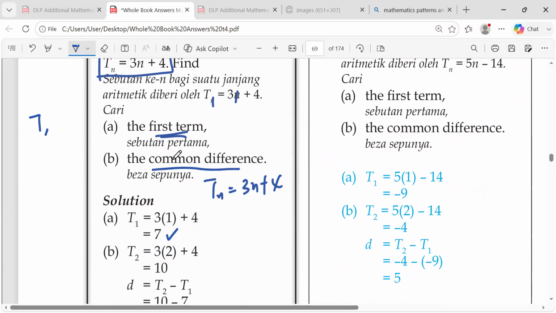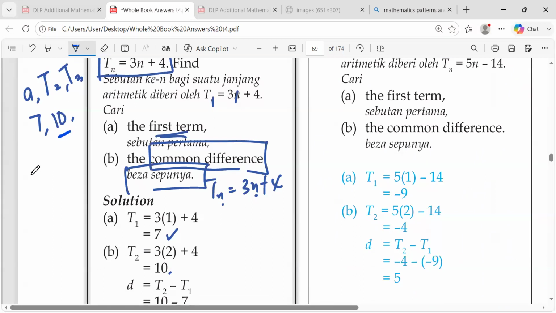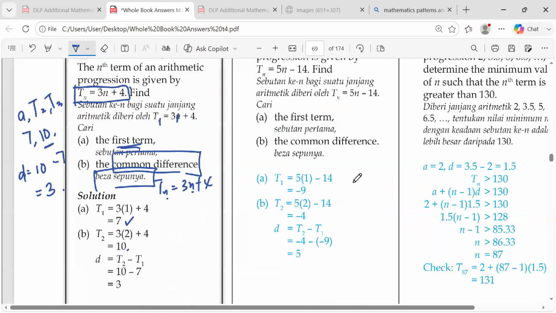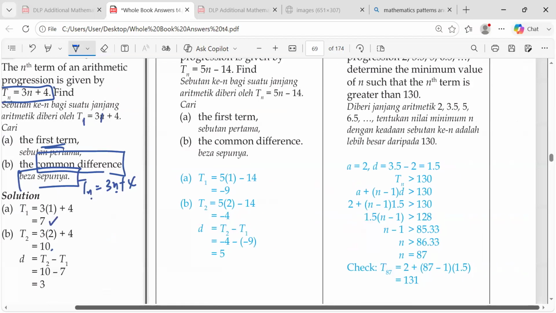So the common difference is the current term minus the term before. So I get the first term. For the second term, I substitute 2 inside, and I get 10 for the second one. Okay, and then he wants the common difference. So the common difference means the current term minus the term before, and then I get 3. Okay, it's the same.